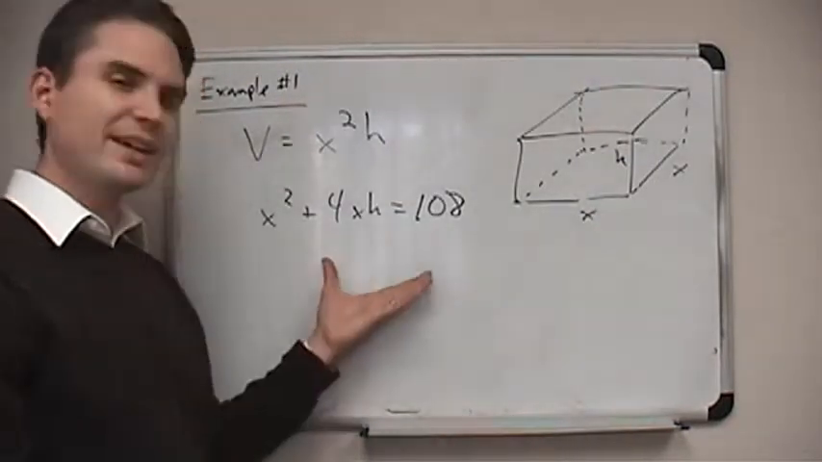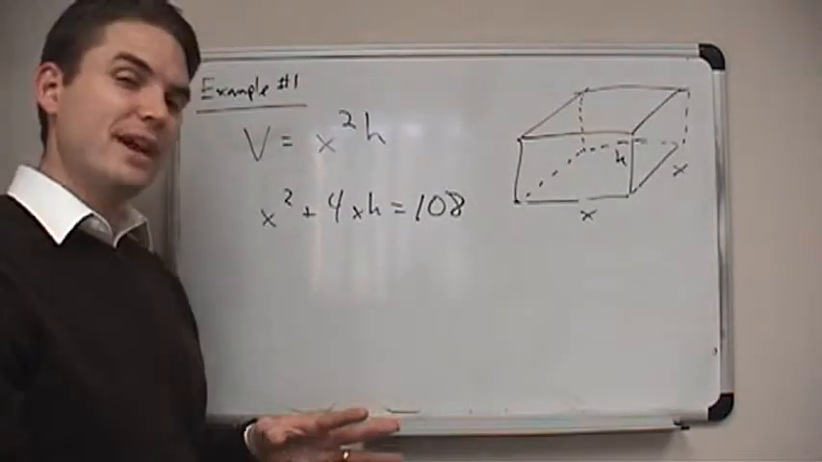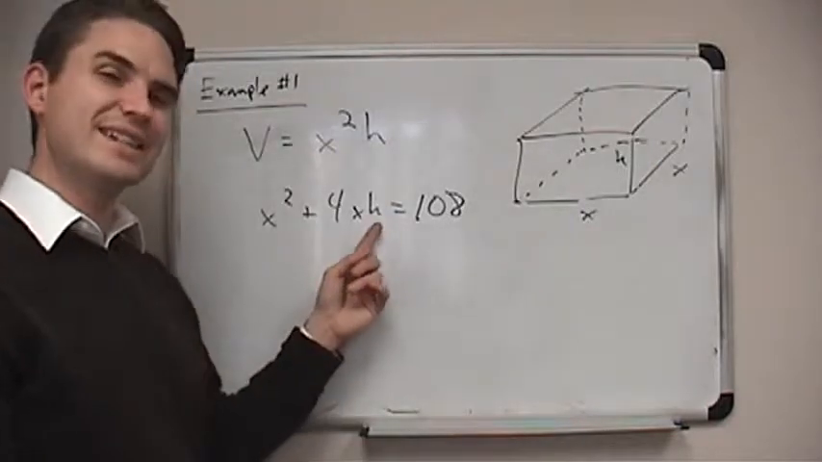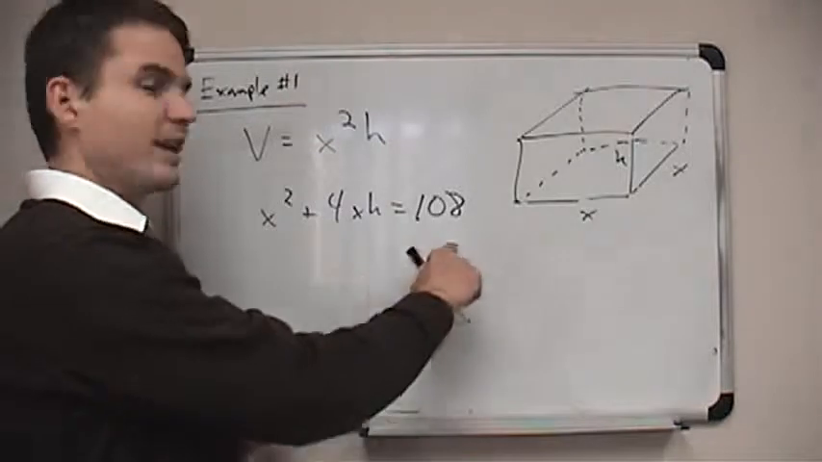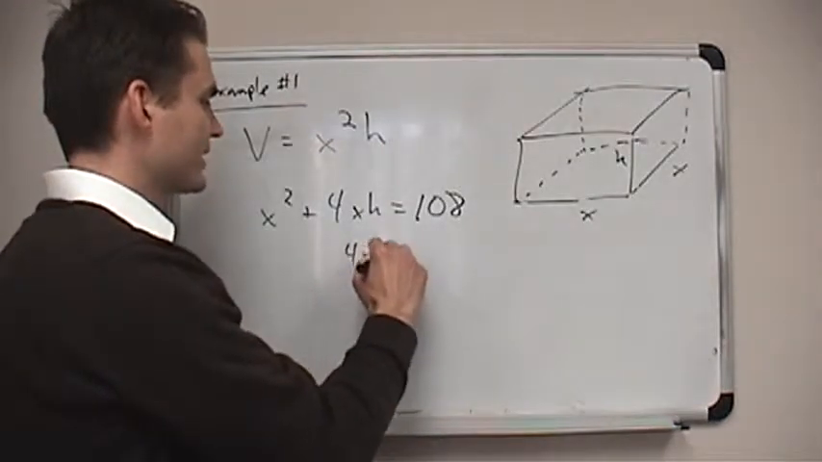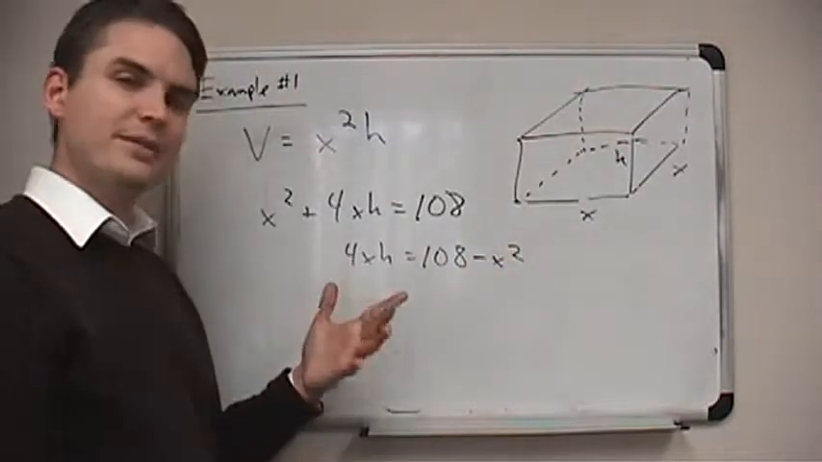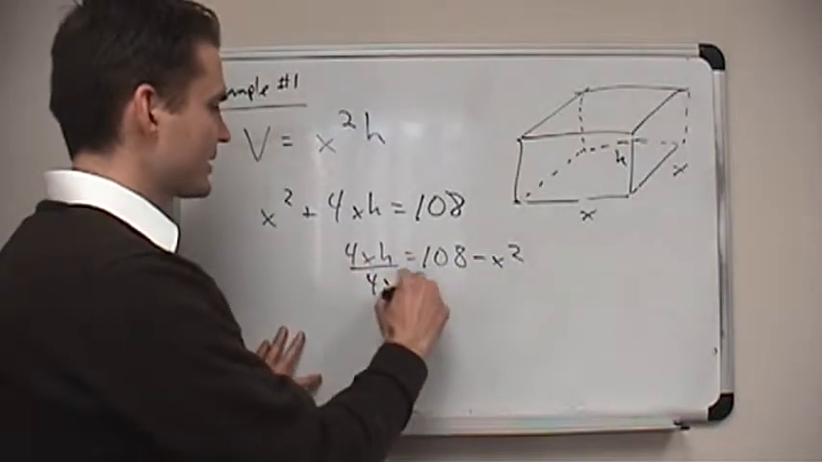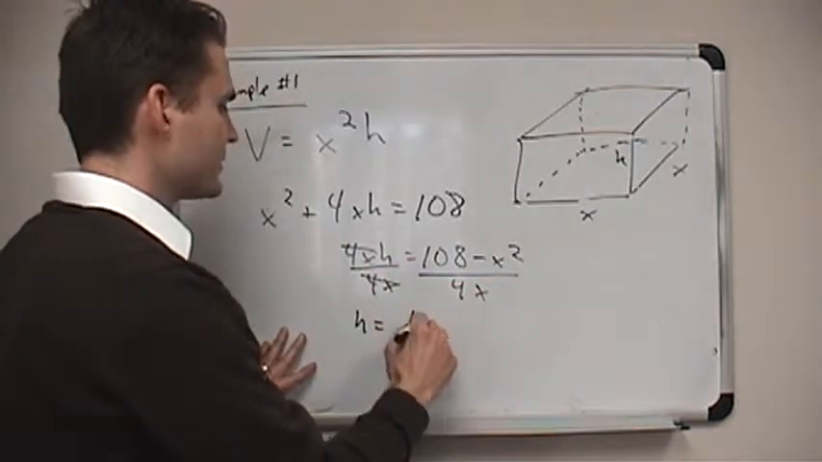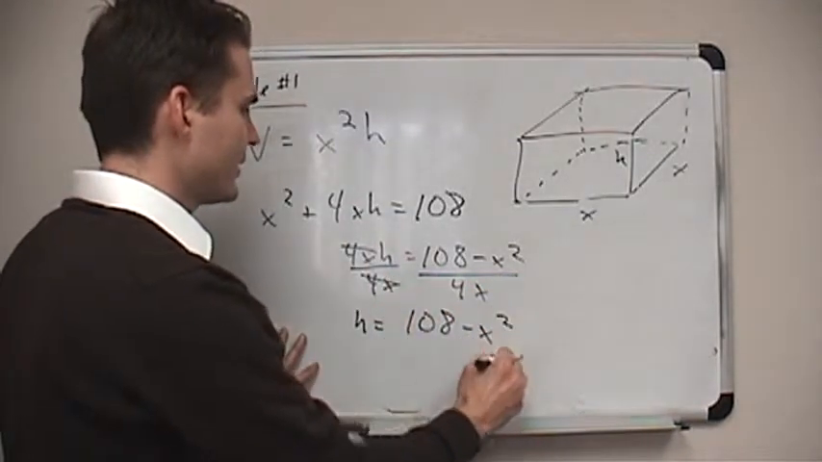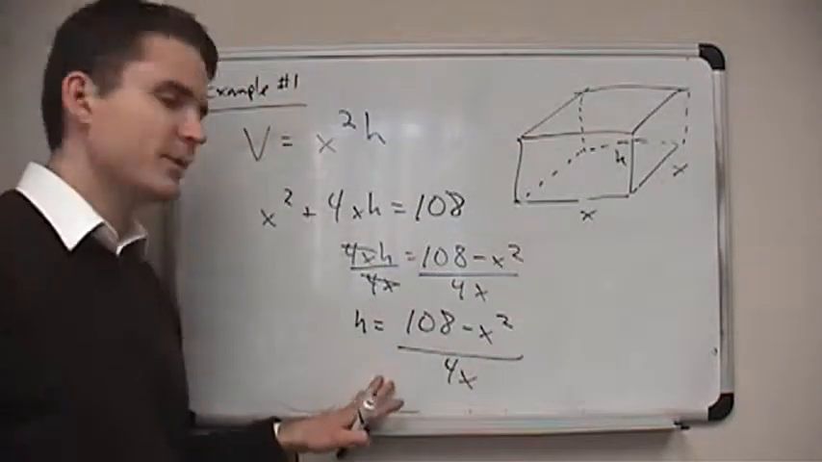Now if you look at this, I can solve this equation for one of the variables. You could probably solve it for either one, but I think it's easier to solve it for h, and that's not too bad to do. All I do is subtract the x squared term over. I'll get 4xh equals 108 minus x squared. And then I'll divide both sides by 4x. So when I do that, I get h equals (108 minus x squared) over 4x. So that's where the secondary equation is going to help me.